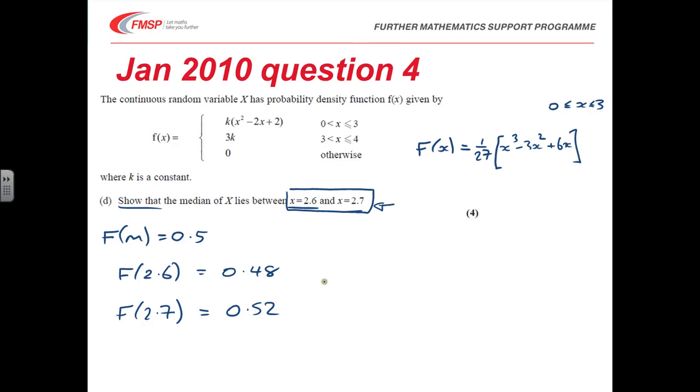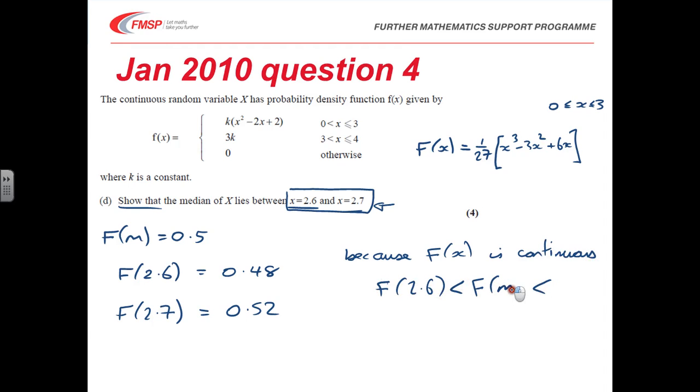So what I know is, because big F of x is continuous, and I know that F of 2.6 is less than F of m, which is less than F of 2.7, then m must lie between 2.6 and 2.7. You're using a little bit of Core 4 there, I think. Core 3, sorry, something called the intermediate value theorem to do that. So that would be sufficient.